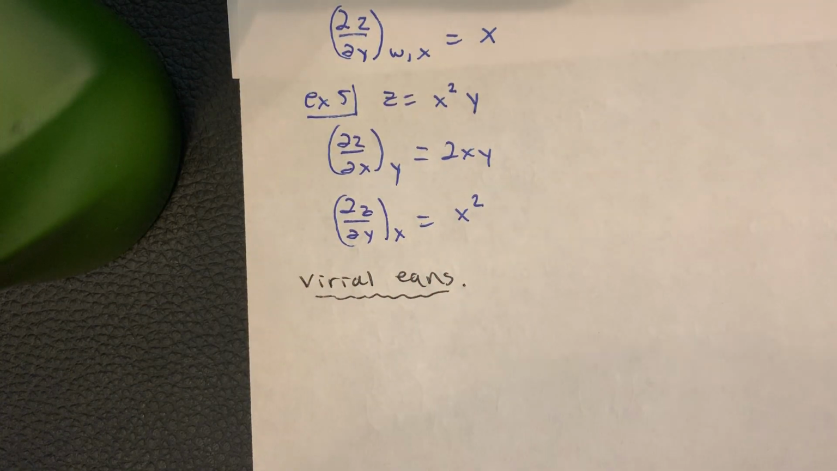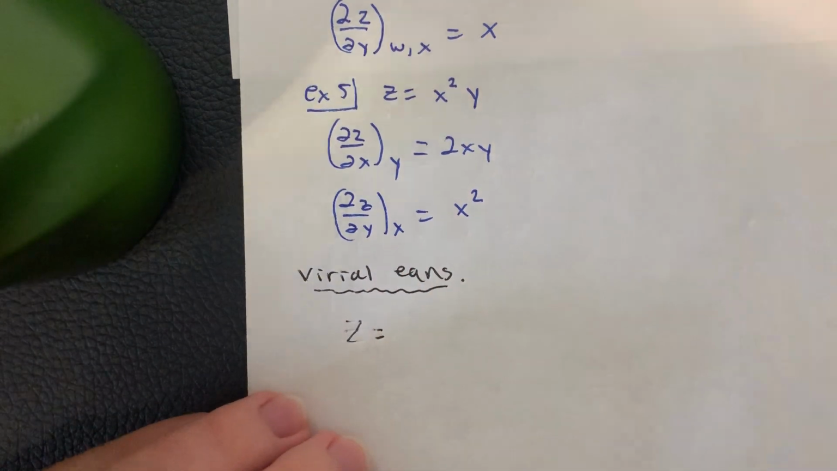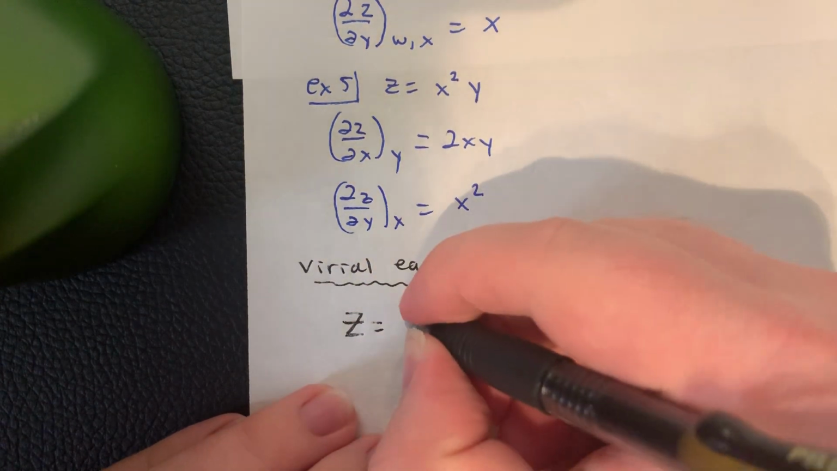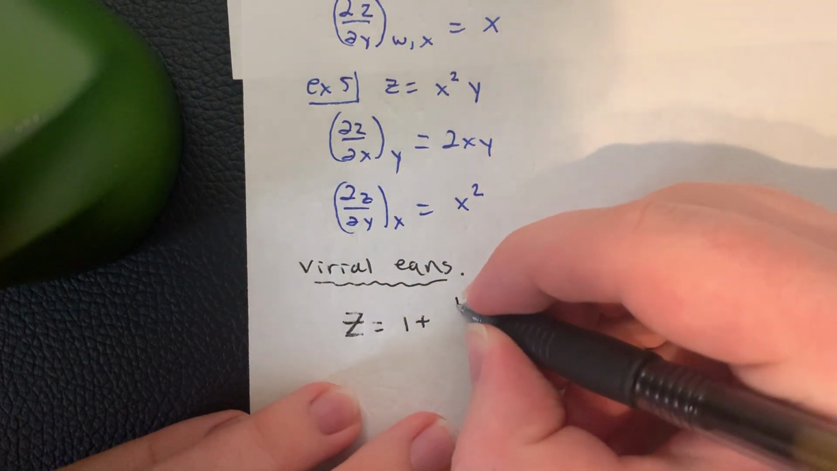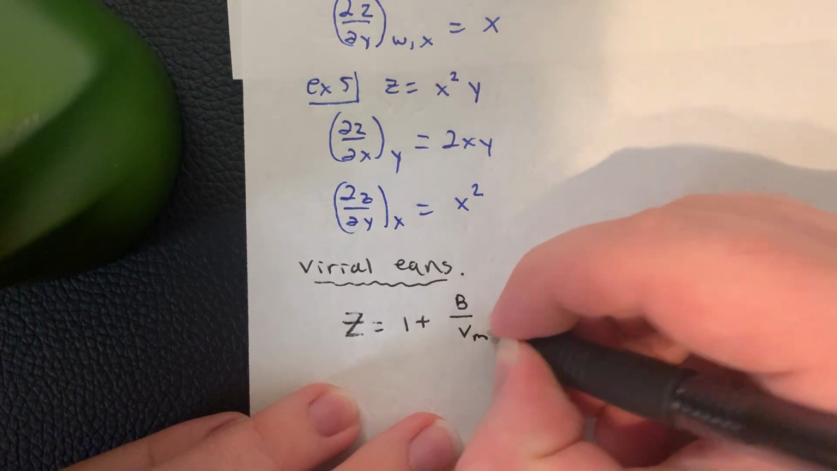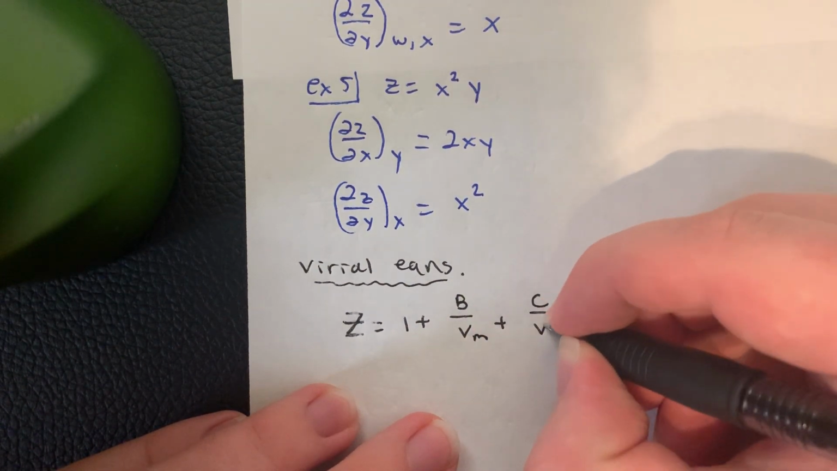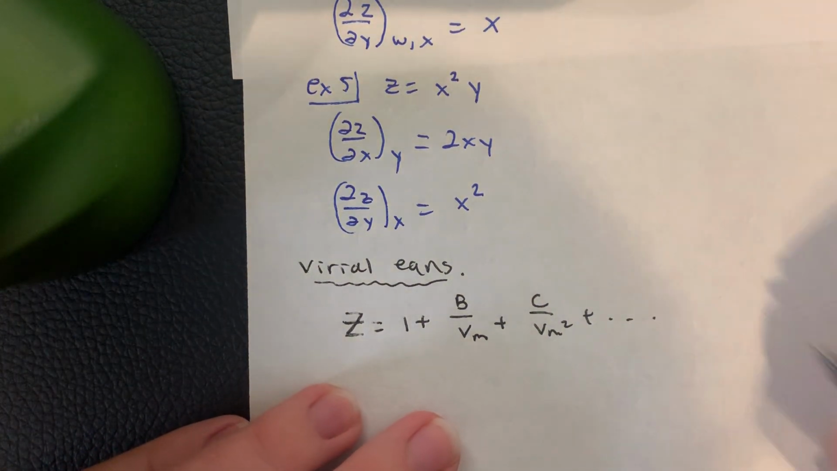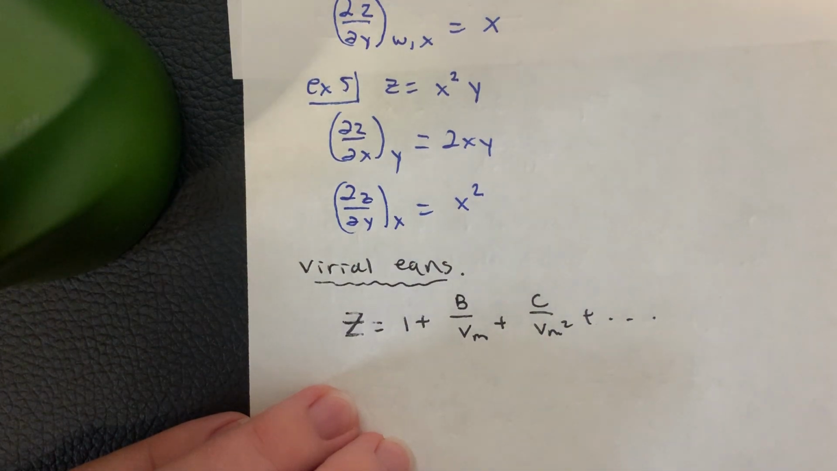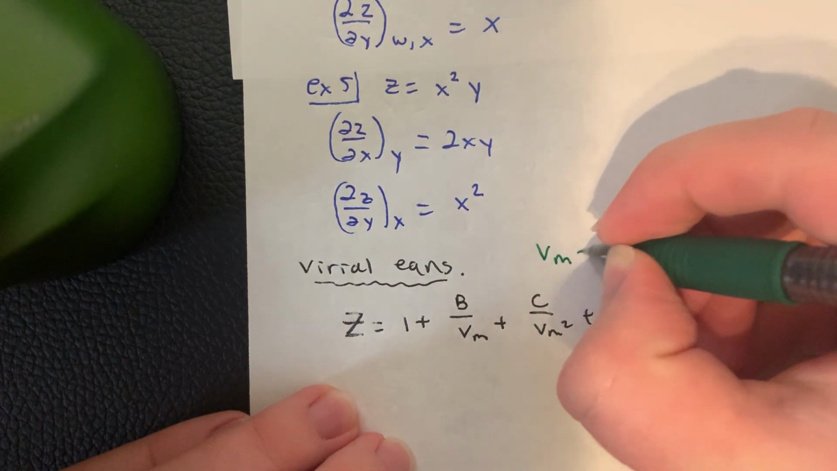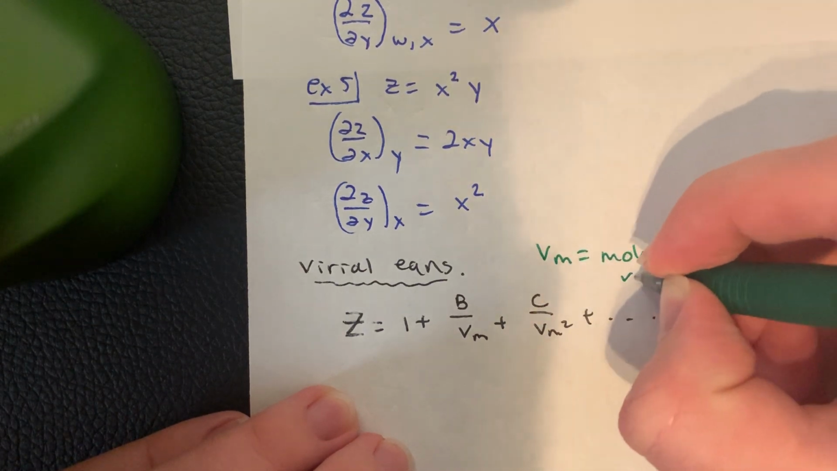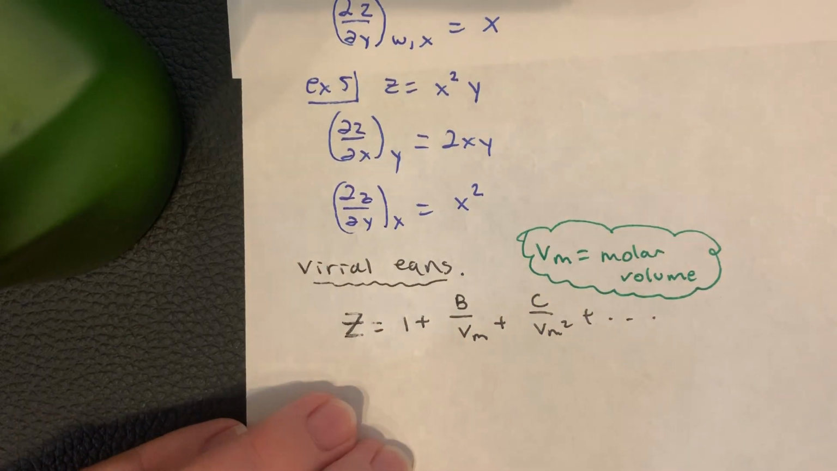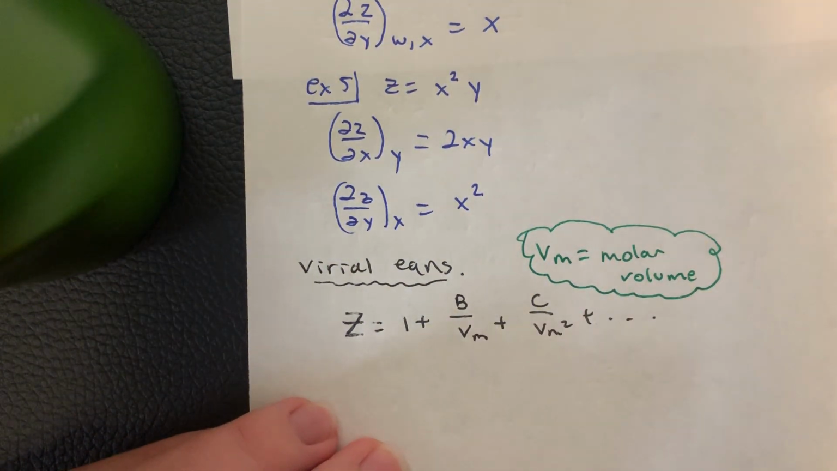So one of the Virial equations is z is equal to 1 plus b over Vm plus c over Vm squared, and so on. Okay, great. So Vm in this case, because I know that's a bit of a different notation, Vm is the molar volume. It's just another way to write it, because the bars get a little messy with the fractions.